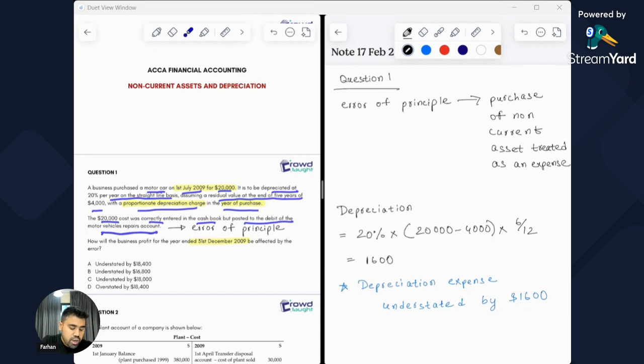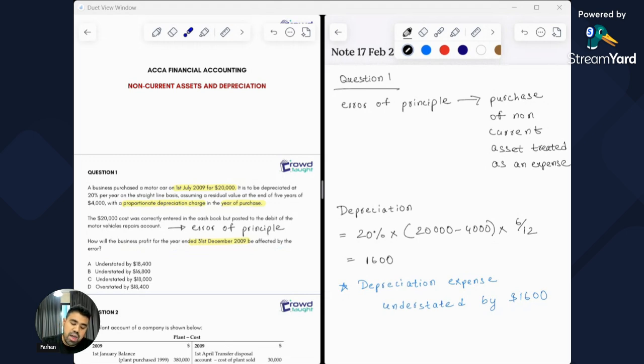account. So what we can understand here is that the cost of the non-current asset, the purchase of the non-current asset, has been incorrectly treated as an expense, which is an error of principle. Now, how will the business profit for the year ended 31st of December 2009 be affected by this error? All right, so let's look into the workings on the right hand side of your screen.